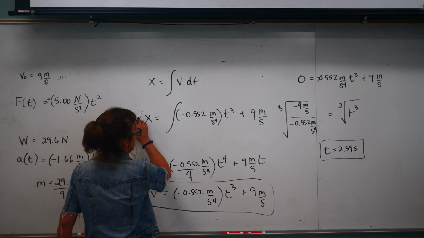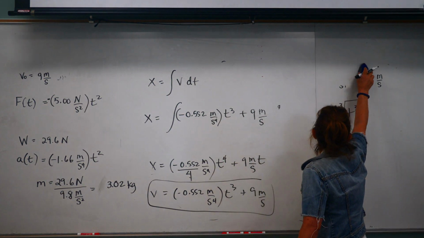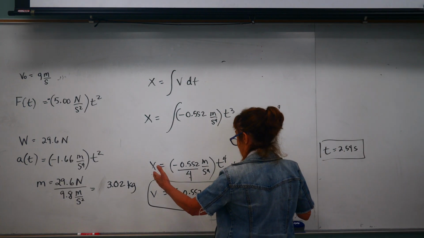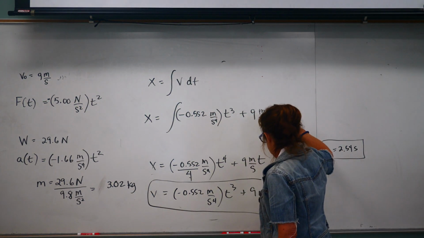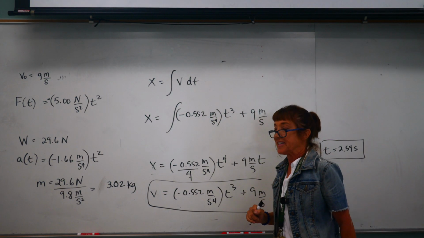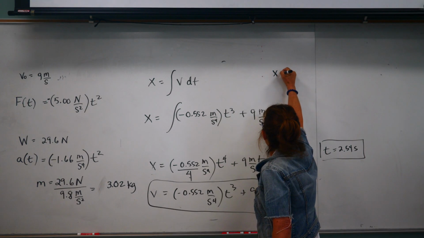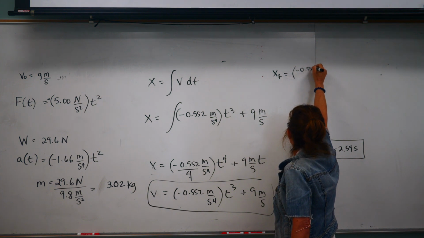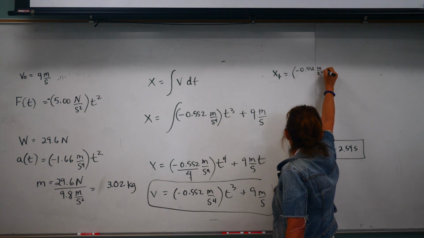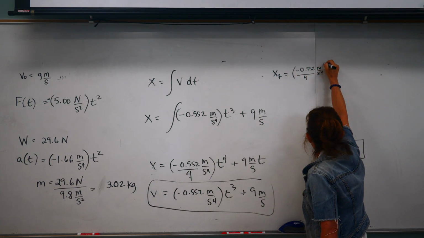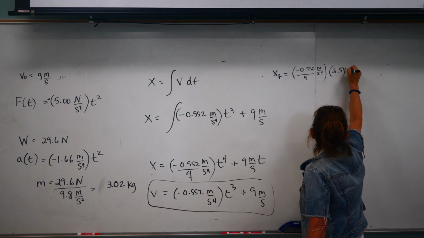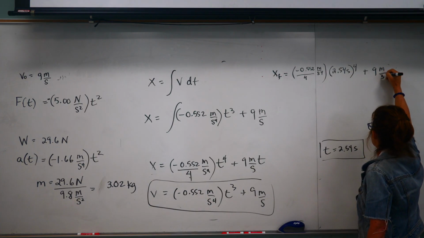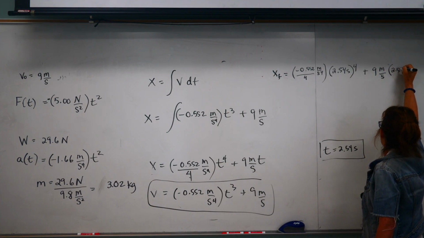Okay. All right, so we'll lose this solving for t. All right, but we know t is 2.54. So now I want to know a distance. I'm going to take this function, and I'm going to pop in 2.54 seconds, and I will solve for the distance. So x final equals negative 0.552 meters per second to the fourth divided by 4 times 2.54 seconds to the fourth power plus 9 meters per second times 2.54 seconds.